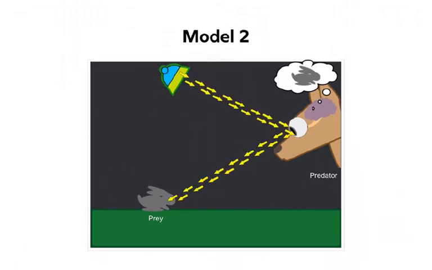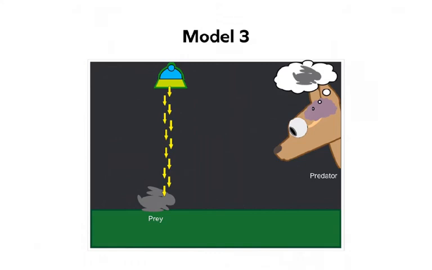Take a look at this model. It looks similar to the first one, but also is not completely correct. The light is getting into the coyote's eyes, and then it's reflecting from there to the rabbit. So this actually might be more helpful to show the prey seeing the predator and able to escape.